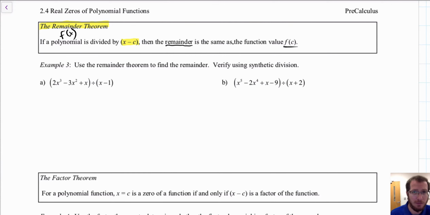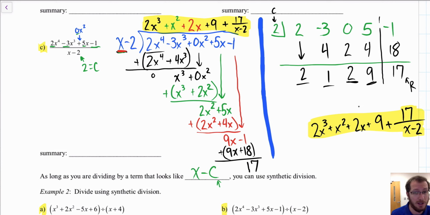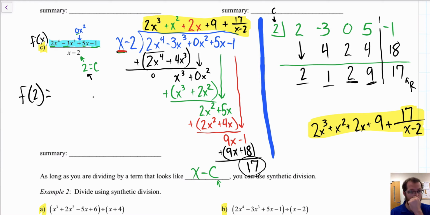All right, so let's go back to that same problem we were just working on, and let's see if we get the same remainder that we got with long division and synthetic division. Okay, so if I call our top polynomial here f of x, so if I evaluate that for f of 2, what we should get is this 17 down here that we got as our remainder when we did long division. Let's see what we get.